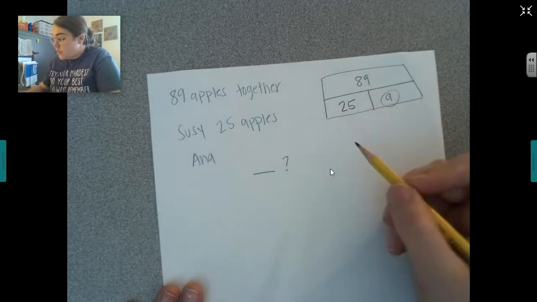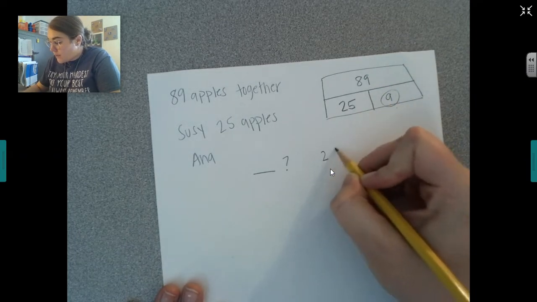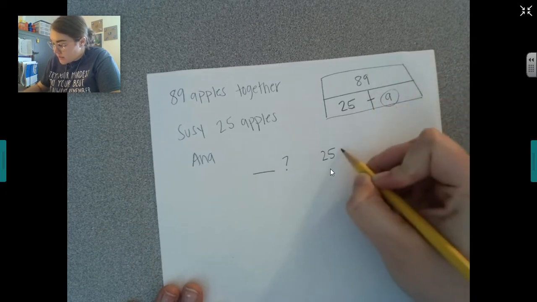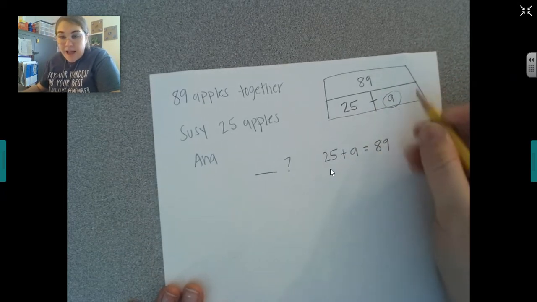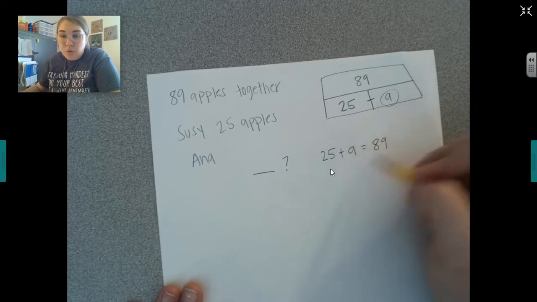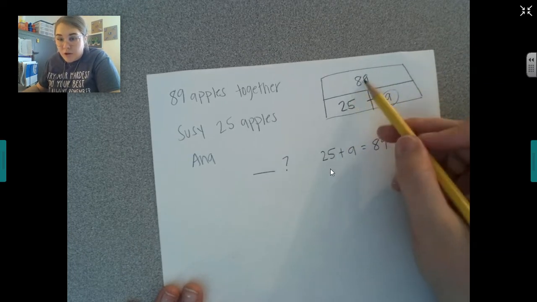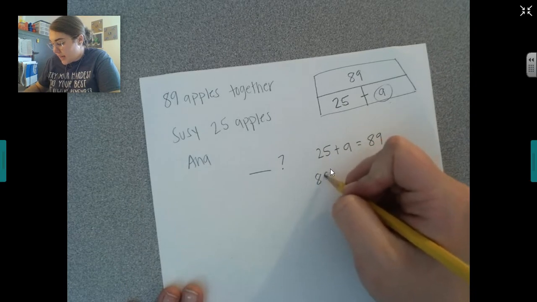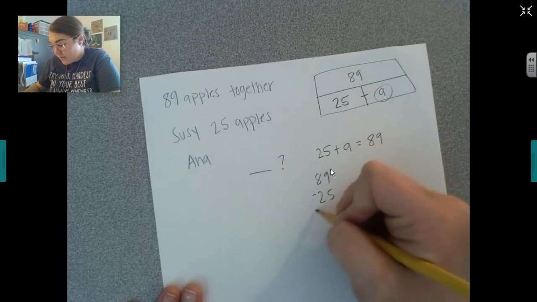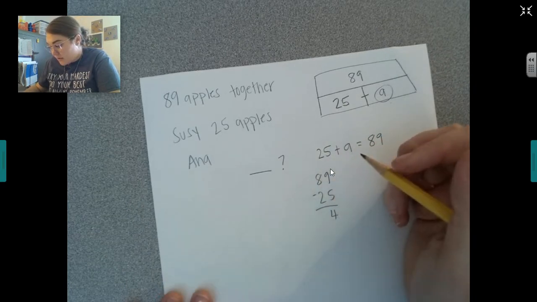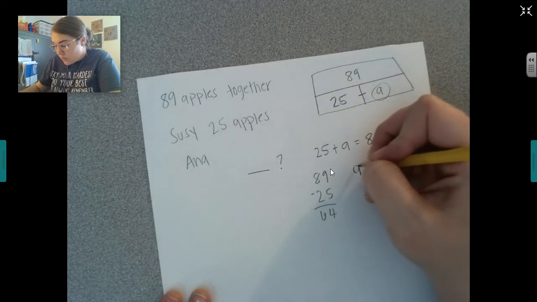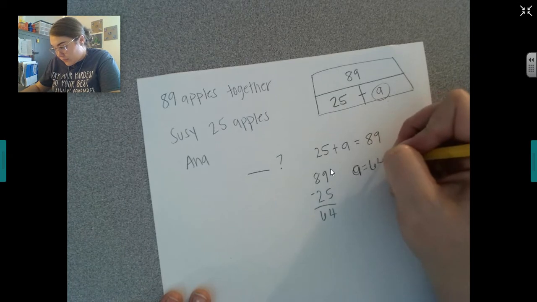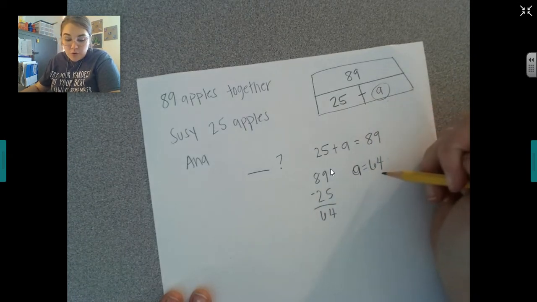So if I was doing this, I would know 25 plus A gives me 89. That could be my equation. So in order to figure this out, since these two are on top of each other, I would do 89 minus 25, and that would give me 64. So A would equal 64. That's my unknown quantity.